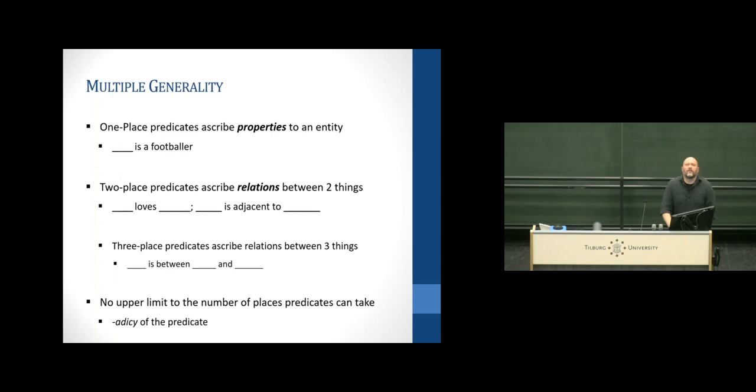Now, predicates can come with multiple gaps. So far, we've been dealing just with one-place predicates. But we can have two-place predicates. Take, for example, loves. When we think about the relation of loves, there's two places. There's room for the lover, and there's room for the beloved. And those could be different people, or they could be the same person. No judgment here. Self-love is important too.